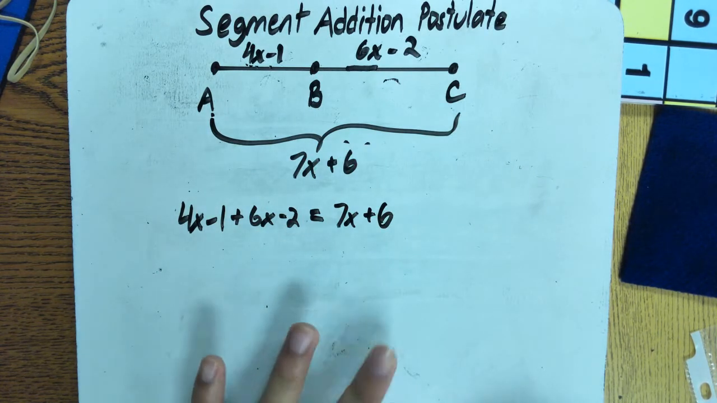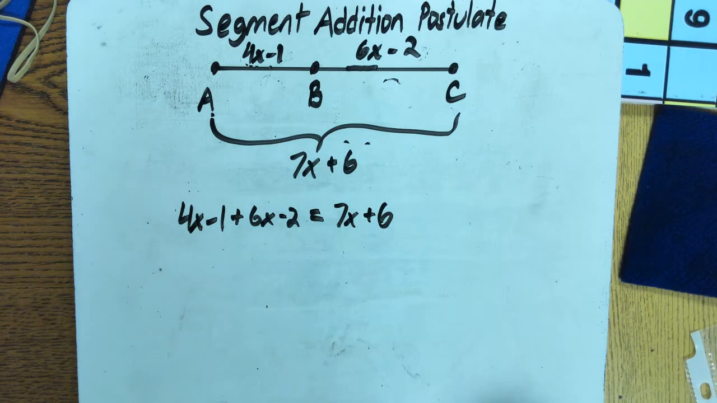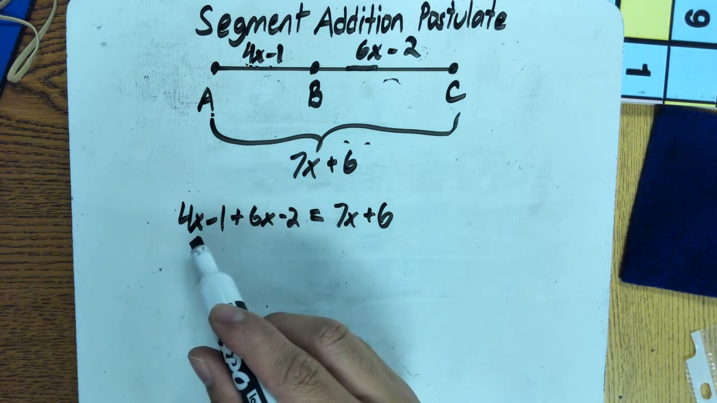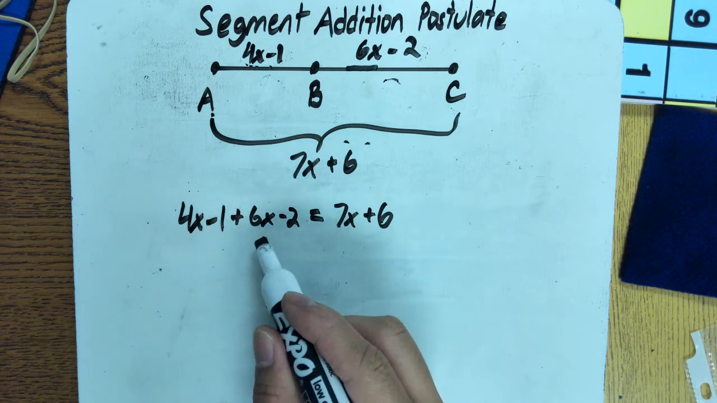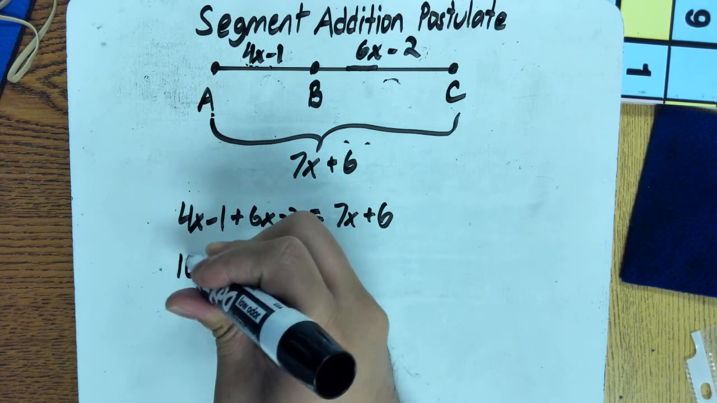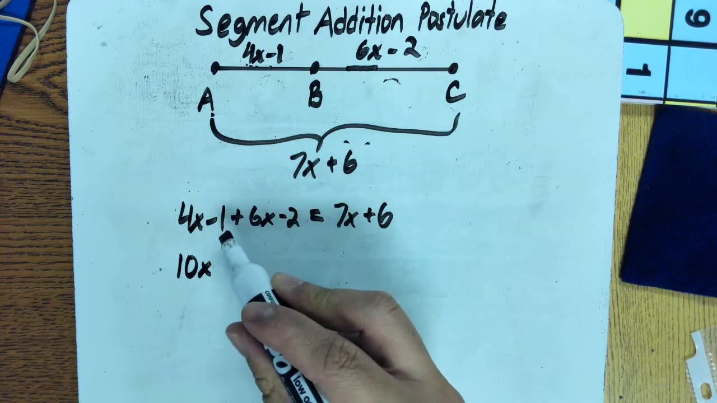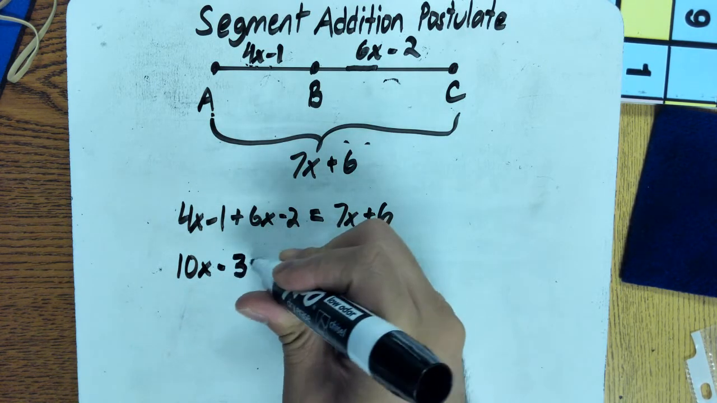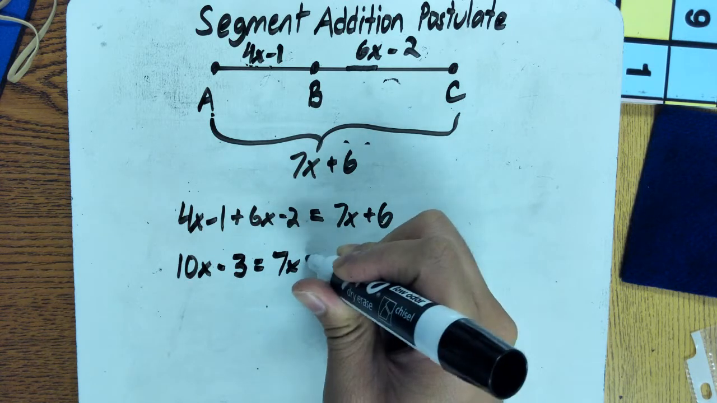So from here on out, it's a matter of remembering your Algebra 1. We want to solve for x, we want to get x by itself. First thing I want to take care of is always combine like terms. I have a positive 4x and a plus 6x. So 4 plus 6 gets me 10x. Then I see a minus 1 and a minus 2. So together that's a minus 3. Equals 7x plus 6.